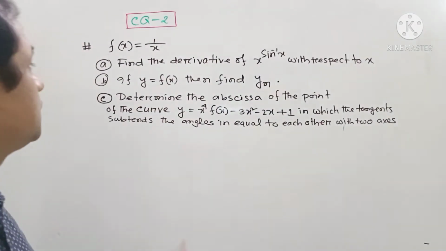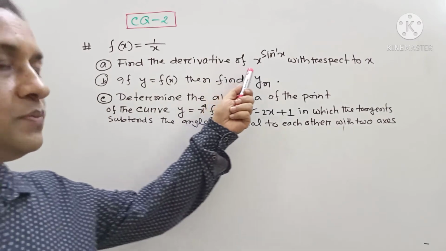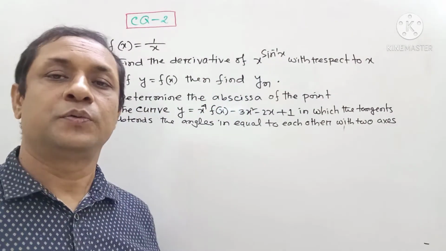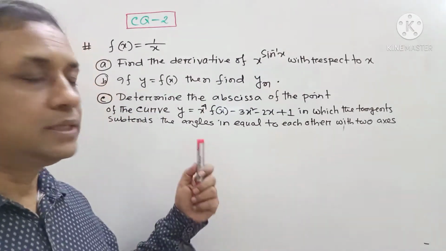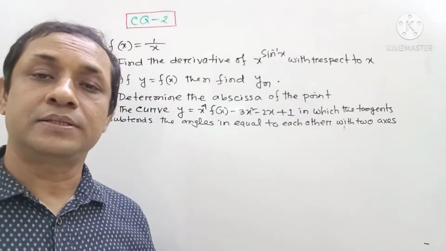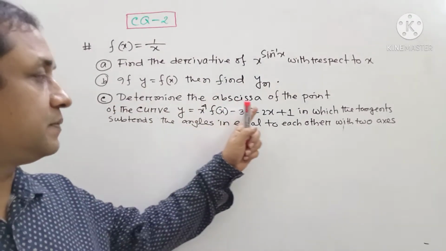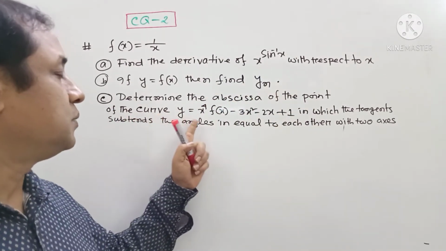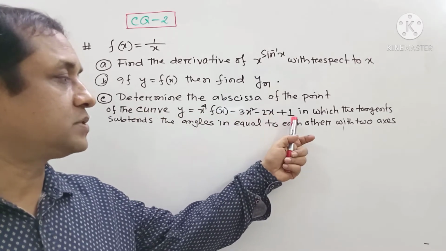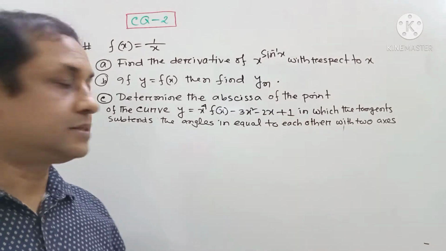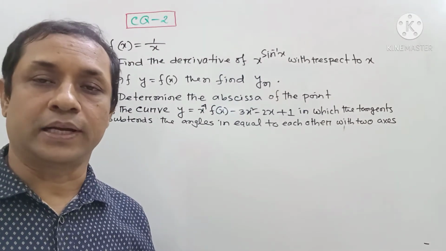CQ2. Here the function f of x equals 1 by x. Question number A. Find the derivative of x to the power sine inverse x with respect to x. And question number B. If y equals f of x, then find yn. Yn means n times differentiation. And question number C. Determine the abscissa of the point of the curve y equals x to the power 4 f of x minus 3x squared minus 2x plus 1, in which the tangents subtend angles equal to each other with the 2 axes.